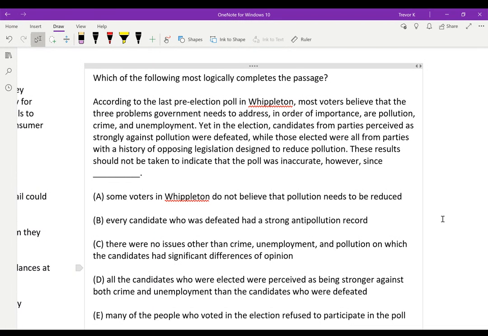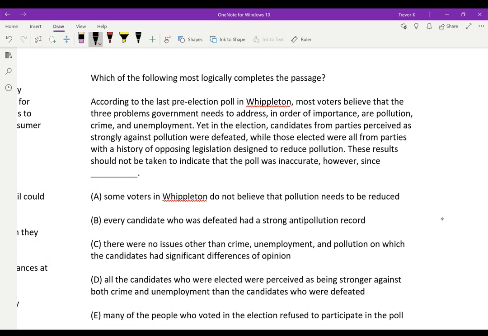So let's read it. According to the last pre-election poll in Whippleton, most voters believe that the three problems government needs to address, in order of importance, are pollution, crime, and unemployment. Yet in the election, candidates from parties perceived as strongly against pollution were defeated, while those elected were all from parties with a history of opposing legislation designed to reduce pollution. These results should not be taken to indicate that the poll was inaccurate, however, since blank.